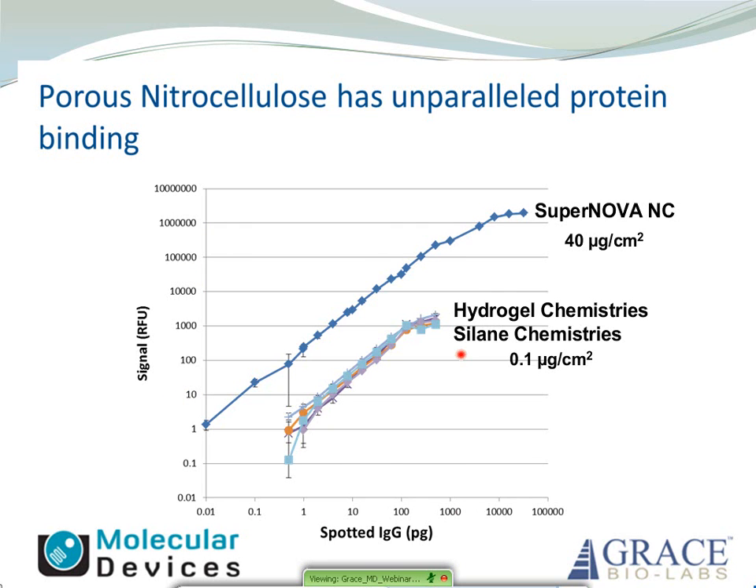Functionalized glass slides include silane chemistries and hydrogels, which performed similarly to each other. Their protein binding capacities were approximately 1/10 of a microgram per square centimeter, and one can see loss of linearity at around 100 picograms of IgG. Protein binding for porous nitrocellulose film remains linear in excess of 2 orders of magnitude more than the functionalized glass slides. Its binding capacity is roughly 400 times higher at around 40 micrograms per square centimeter. So in a few slides, I'll show how high binding capacity in combination with other surface properties can yield optimal results with protein arrays.